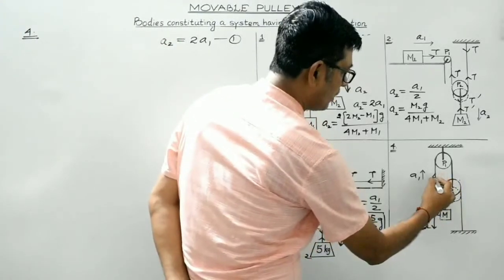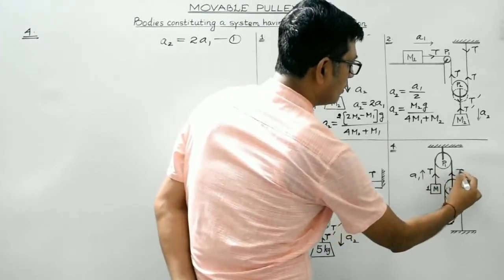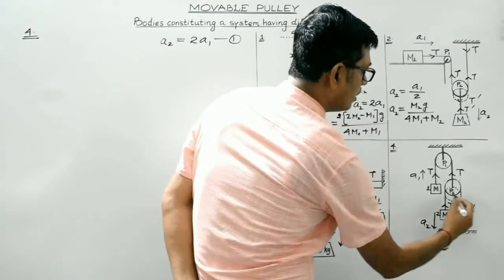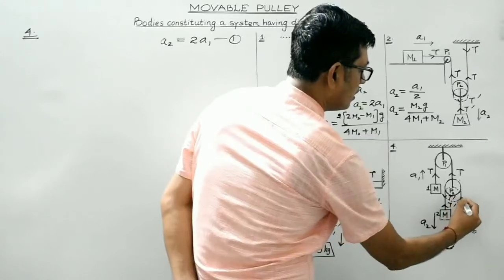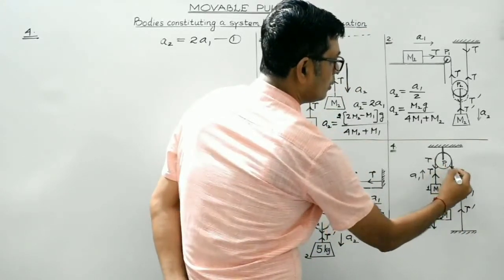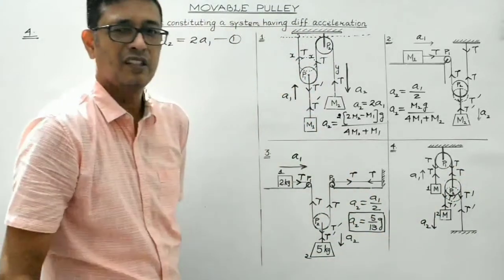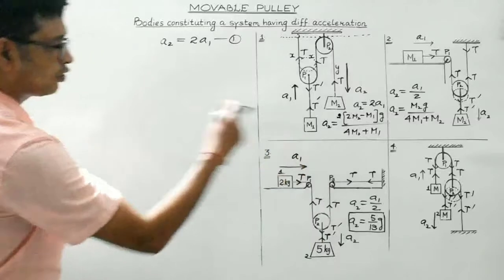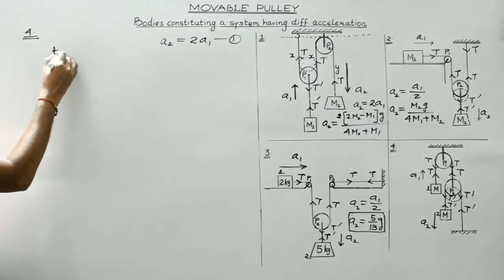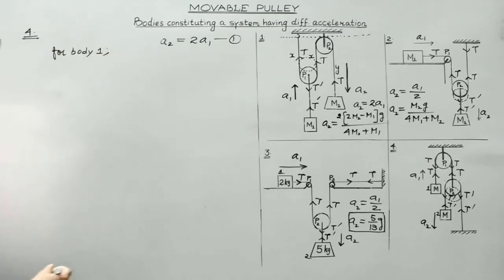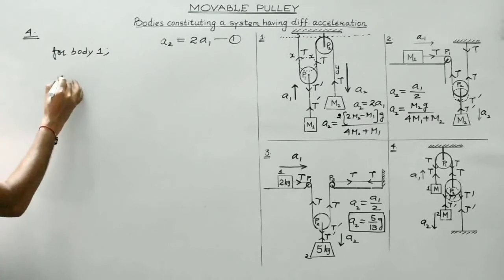Now let's draw the free body diagram. This is tension, suppose. This is T dash. Since the pulleys are massless, the net force acting on each of the pulleys would be 0. Let's draw the free body diagram for body 1. Okay, this is it.